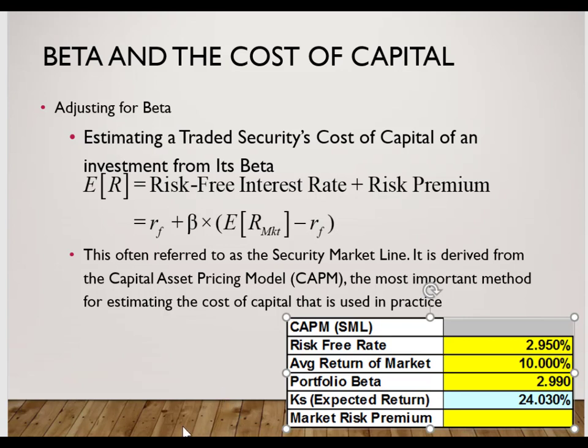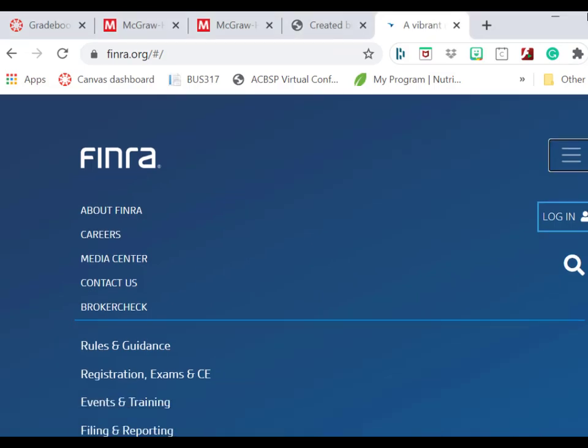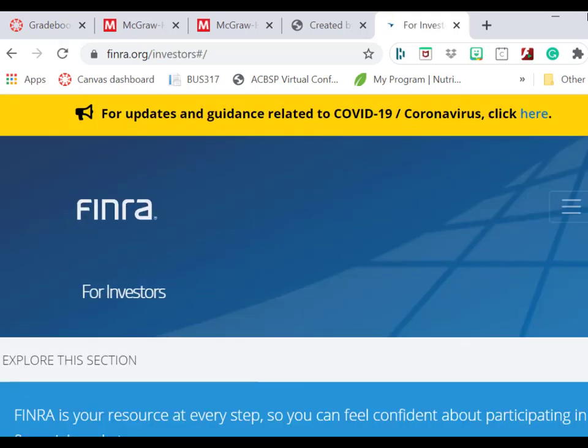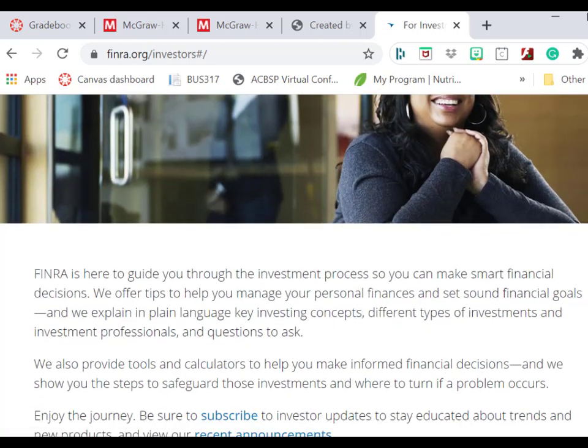As a quick guide, you might try to do this for your company. So how would we do this? Well, we need a number for the risk-free rate of return. Where would you go to find that number? I'm going to stumble through this, but if we scroll down, we don't need to log in, but we need to go to the investor site. So if you go to the investors, now we want to scroll down.